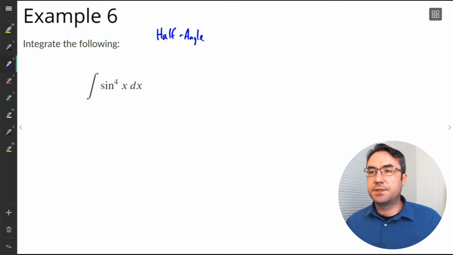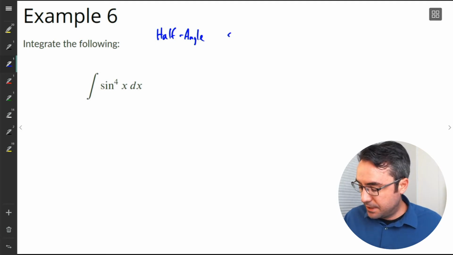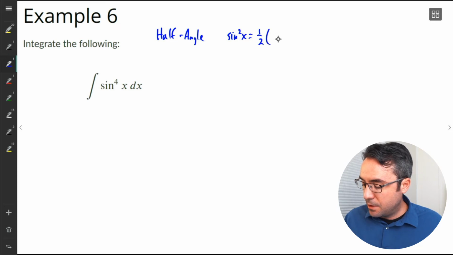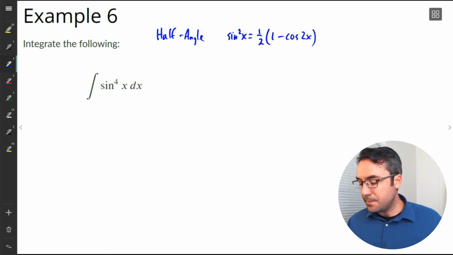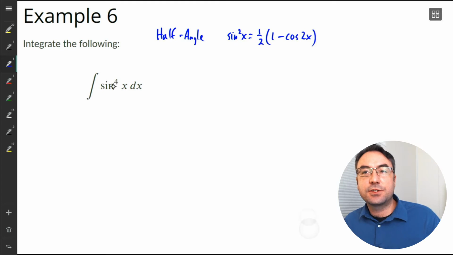So what is the one for sine squared? It's sine squared of x equal to 1/2 times (1 minus cosine of 2x). So in order to use that half angle identity, it has to be a squared. Same thing if we had a cosine. It has to be cosine squared in order to use these half angle identities.